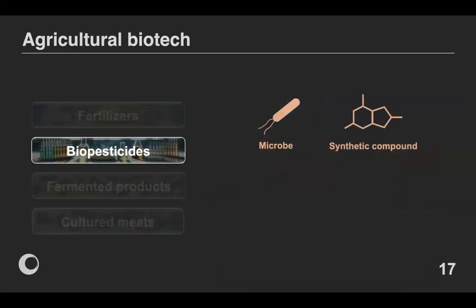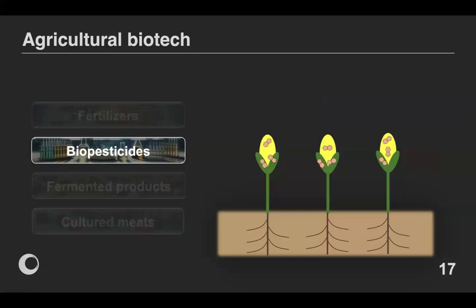And so, what a lot of companies did in the past was that they were able to make these microbes or take these synthetic compounds that, if the bugs are exposed to them, it can either make them unhappy and go away from the plant or kill the bugs altogether. And so, the idea is if you can spray these synthetic compounds onto the crops, these crops can remain viable for longer periods of time.